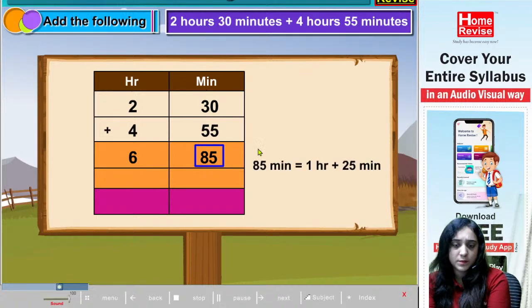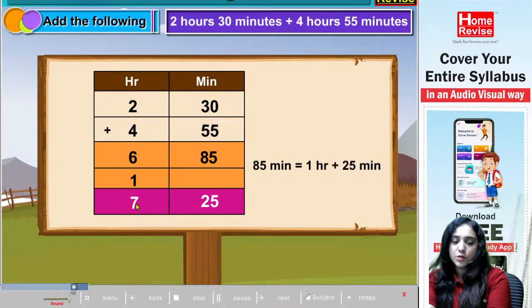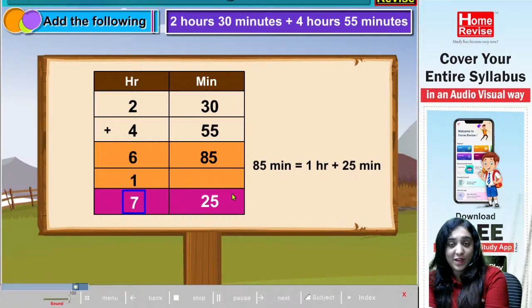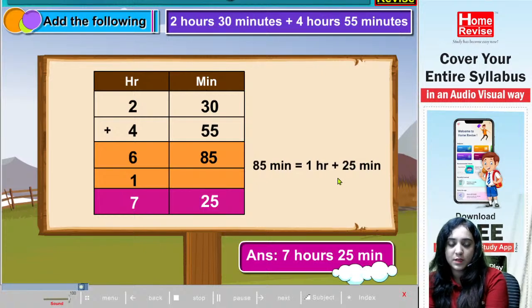But 85 minutes is nothing but 1 hour plus 25 minutes. So now we write 25 in the minutes column and the 1 hour is carried forward in the hour column. So 1 plus 6 we get 7. So now we have 7 hours and 25 minutes. Therefore the answer is 7 hours and 25 minutes.